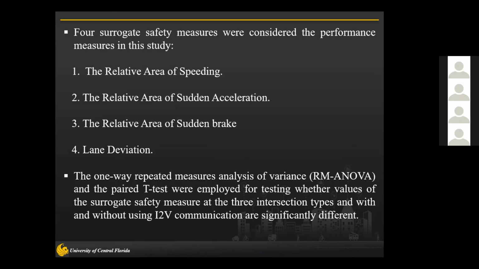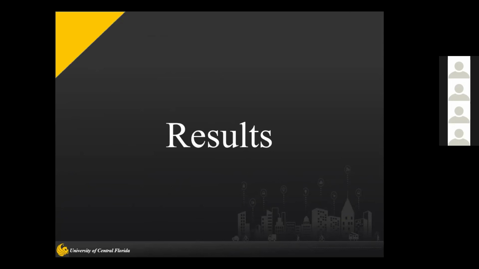The one-way repeated measures analysis of variance and the paired t-test were employed for testing whether values of the surrogate safety measures at the three intersection types, and within and without using I2V communication, are significantly different. Results.